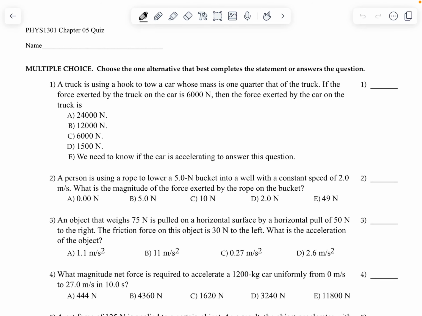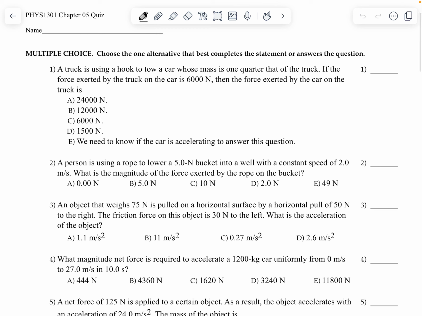So this is the chapter 5 quiz. Okay, so first one: a truck is using a hook to tow a car whose mass is 1/4 that of the truck. Okay, so there's a truck.